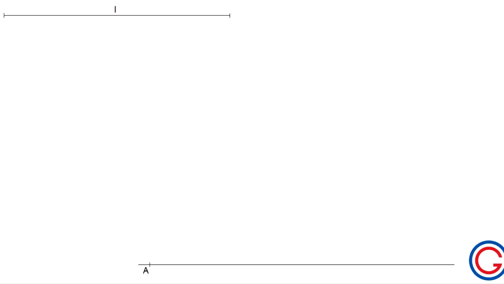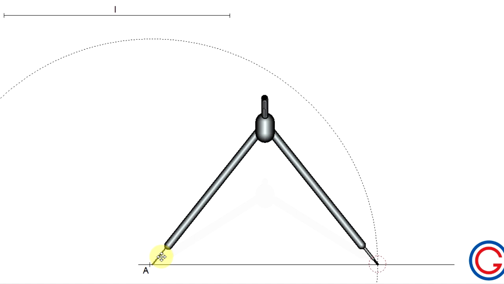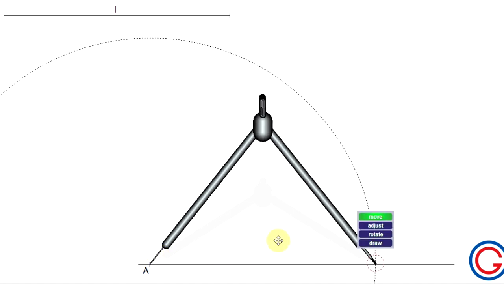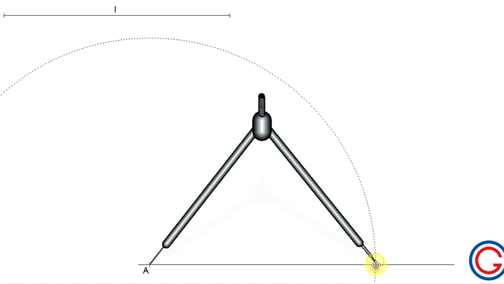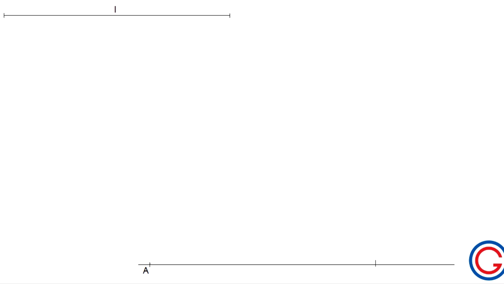So the next step, setting our compass to the given length L, we are going to transport this onto our horizontal line by setting our compass on A and scribing an arc to obtain our second vertex B, as can be seen here. So this is the first side of the square that we are going to draw. So the next step is to draw a perpendicular line going through point A.